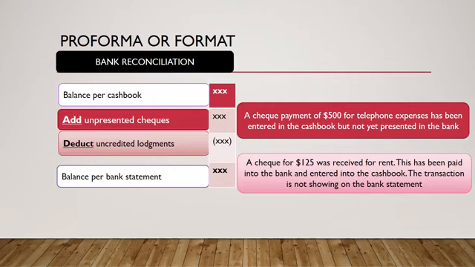So I've explained this one. A check for $125 was received for rent. This has been paid into the bank and entered into the cash book. So in the cash book we have recorded that we received $125. The transaction is not showing on the bank statement, but the bank statement now is saying no, we have not received that. So we go less the cash book. We have to deduct from the cash book. Why? Because in the cash book we added. Now we have to deduct it.